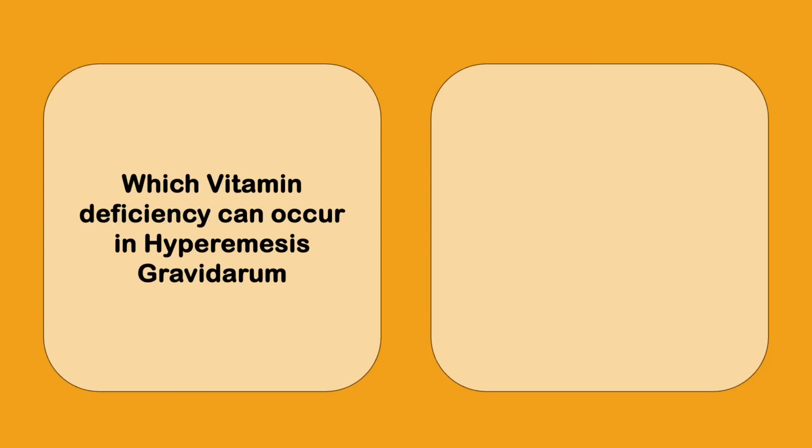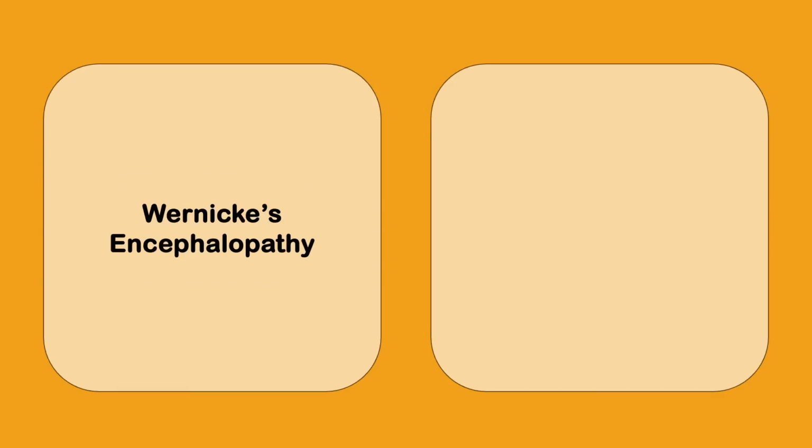Which vitamin deficiency can occur in hyperemesis gravidarum? That would be your thiamine deficiency. So I can link thiamine deficiency with Wernicke's encephalopathy and hyperemesis gravidarum. If they give a pregnant lady in her first trimester coming in with confusion, ataxia, nystagmus, likely they are pointing towards Wernicke's encephalopathy secondary to thiamine deficiency.